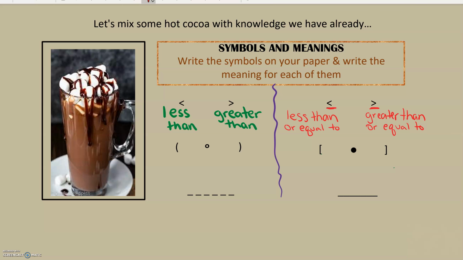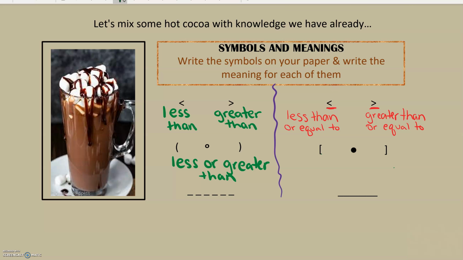The next line down for the less than or greater than, those open parentheses or that open dot, they really just mean another way of saying less than or greater than. But we use those symbols when we put the answer or the solution on a number line. So again, just to reiterate, those open parentheses or that open circle, they mean less or greater than.